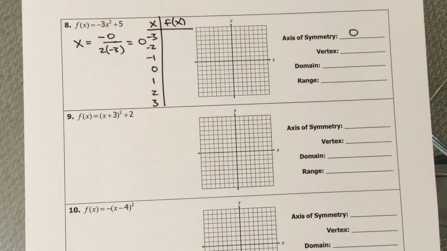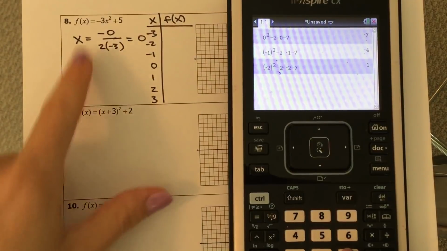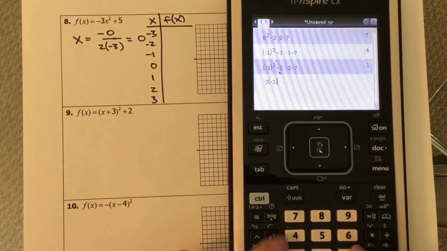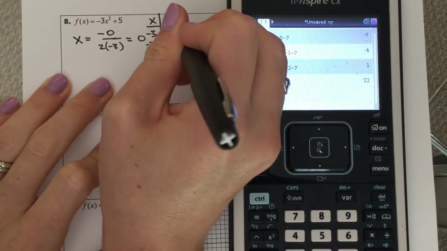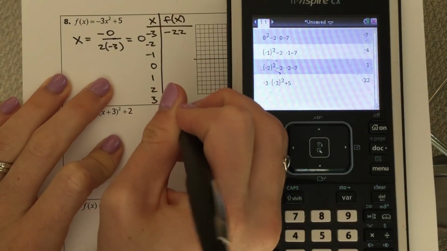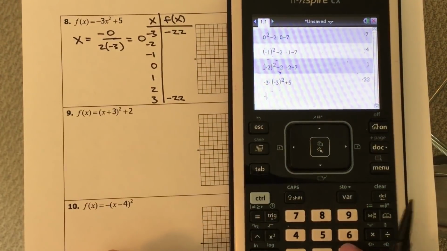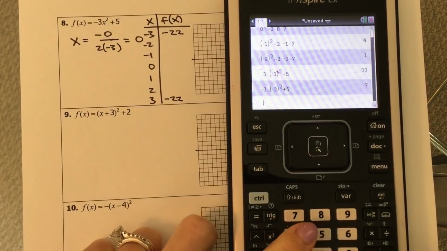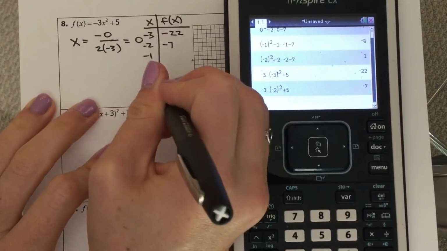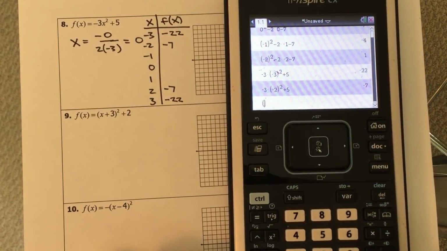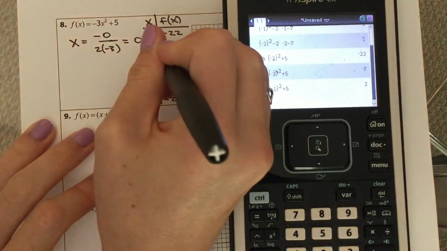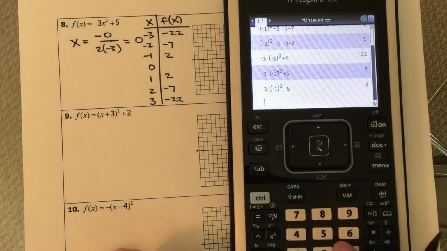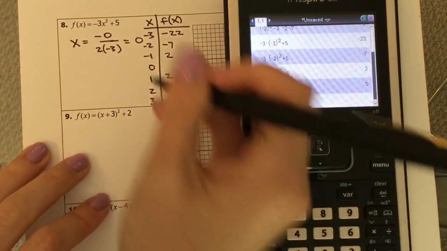Okay, so we're going to plug in each of those different values, plug in 3 of them, and then mirror them. So negative 3 times x squared plus 5. So this first value is a negative 22, which would then mirror right here. Negative 2, I get a negative 7, which I mirror right here. And then negative 1, I get 2, which I mirror right here. And finally the 0. Okay, and that is 5.